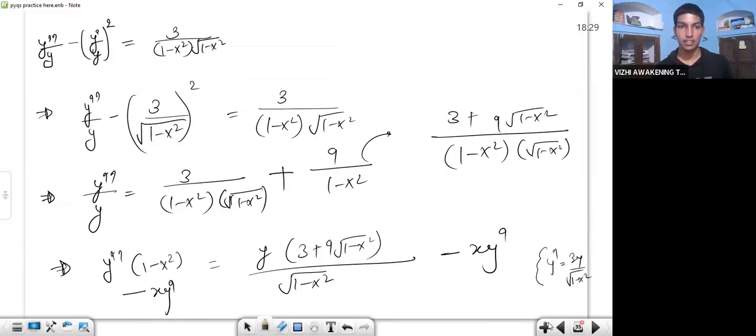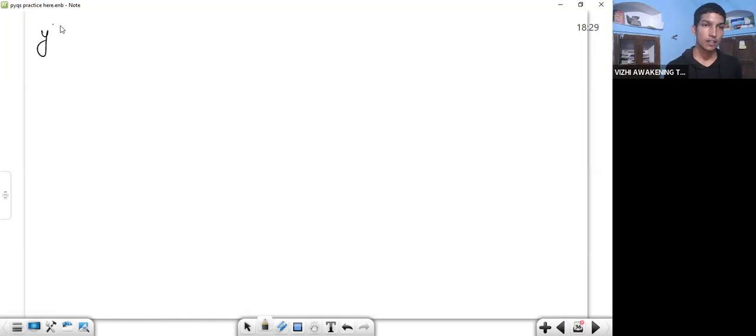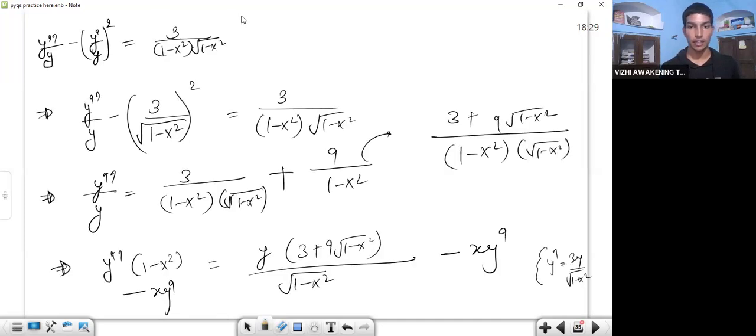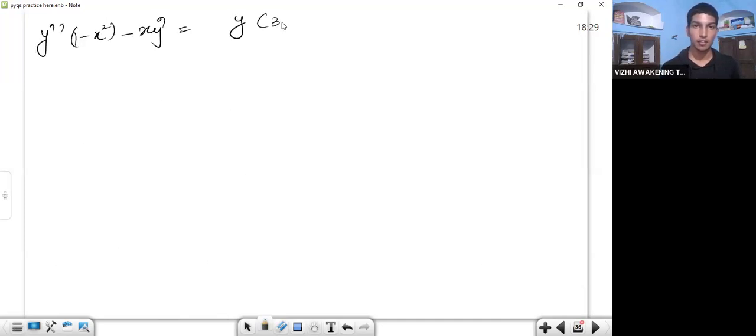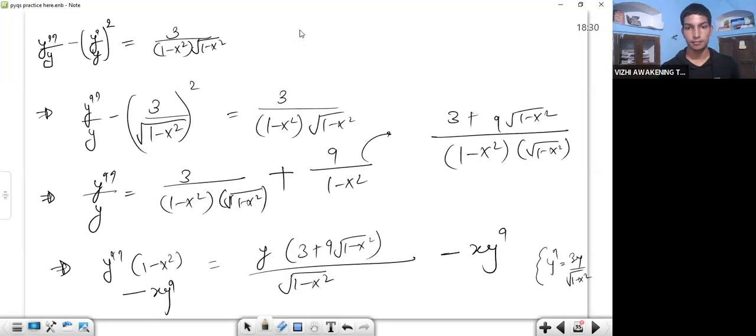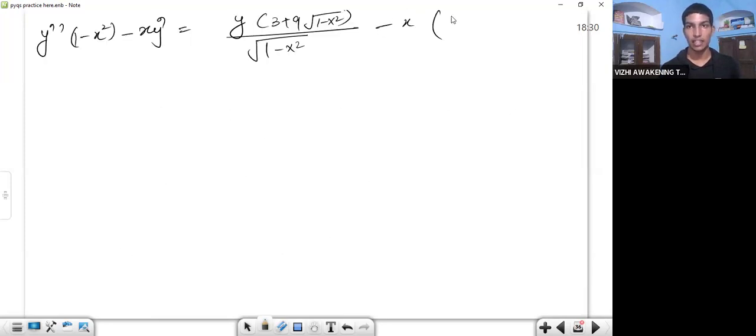Let's add one more slide. So we have left hand side as the question statement minus x y dash. And on the right hand side we'll be substituting the value of y dash. Remain the same. On square root of 1 minus x square minus x y dash, which was 3y on square root of 1 minus x square.